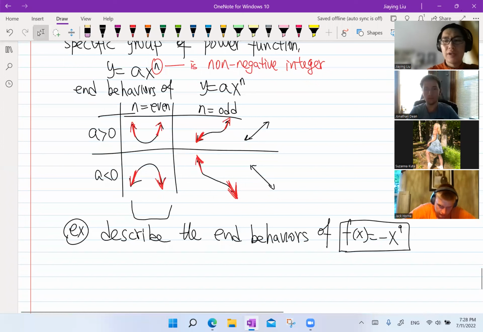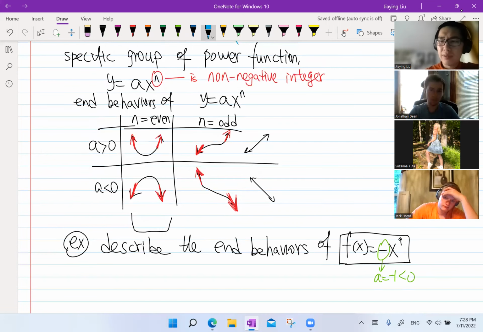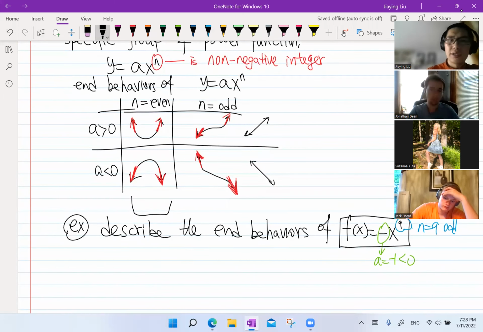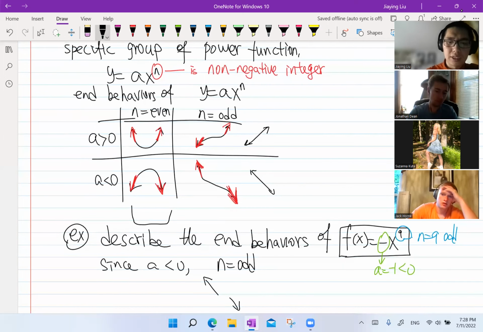Well, in this function, by looking at it, we know that a is negative 1. Just the negative tells us a equals negative 1, which is less than 0, and the exponent n is 9, which is odd. And that's going to tell us that since a is less than 0 and n is odd, we get this chair shape, but it's not the regular chair, it's the backwards chair. So the end behavior looks like this.